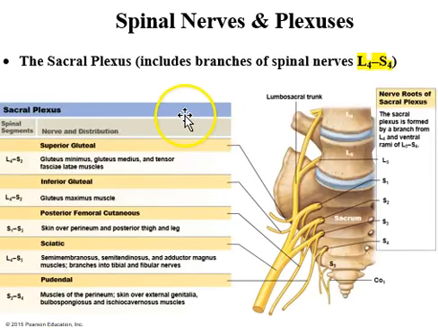And once again, here is our overview for what nerves make up that sacral plexus, and the origins for which those nerves end up coming from. All right, so that concludes our discussion on the spinal cord, the spinal nerves, and our plexuses.